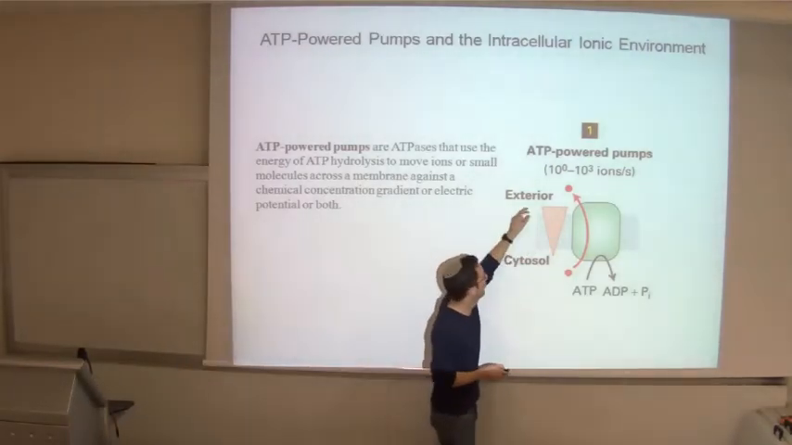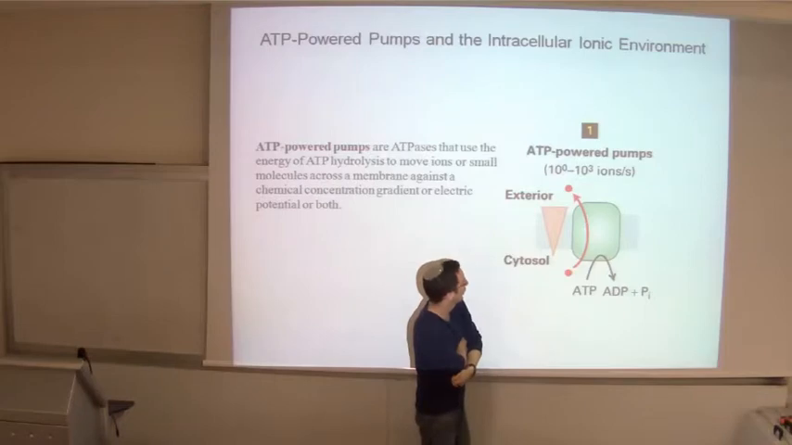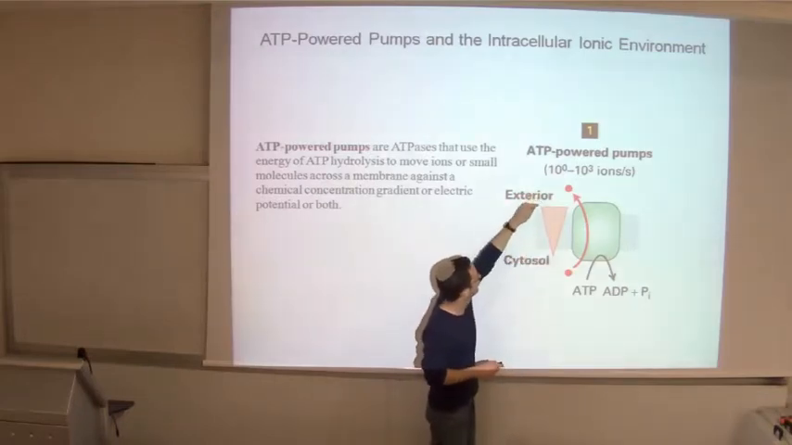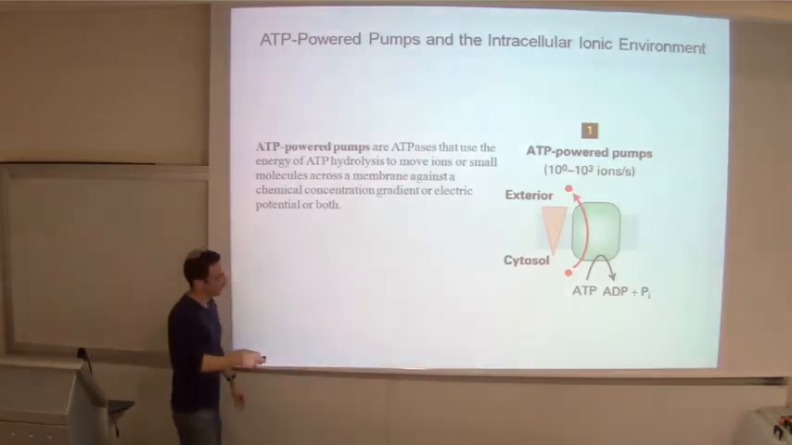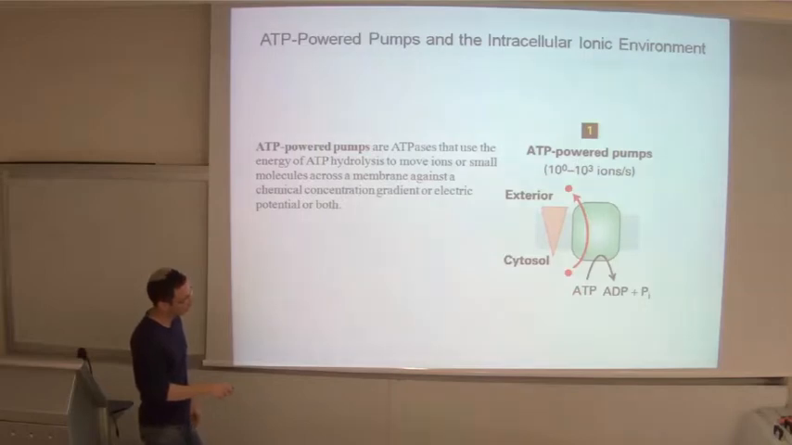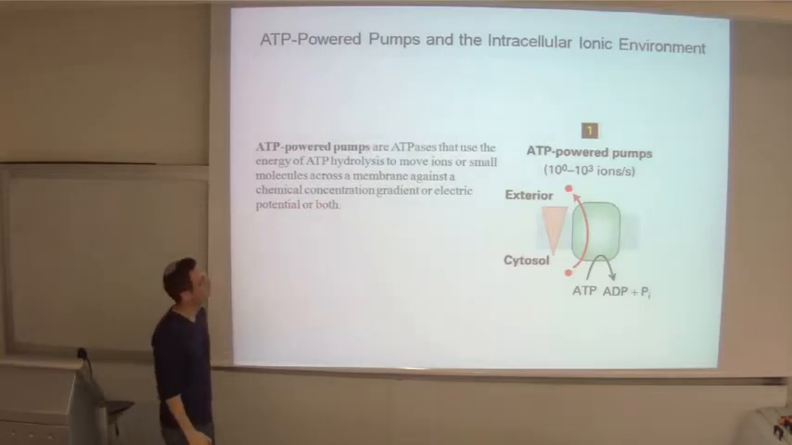So each time we look at these rectangles, they always describe the direction of the gradient. So this is downhill and uphill of the gradient of the red molecule. So ATP-powered pumps use the energy stored in the hydrolysis of ATP to ADP and inorganic phosphate to move this ion against, or uphill against, its concentration gradient. And when we say a gradient, it can be either a chemical concentration gradient or electric potential, or many times it will be both.